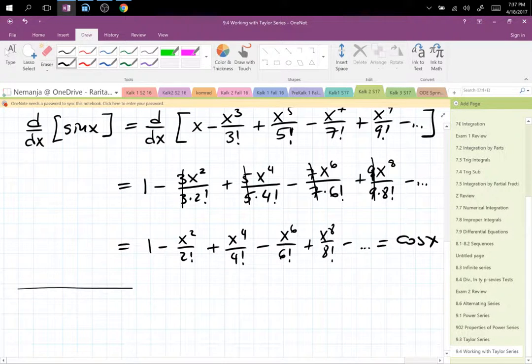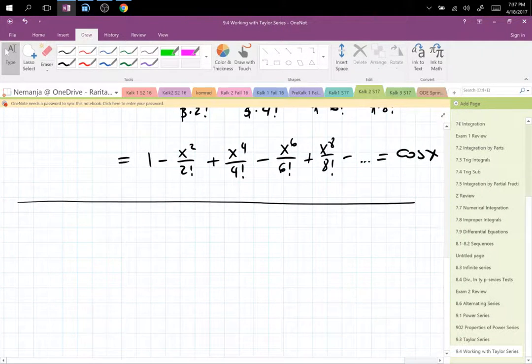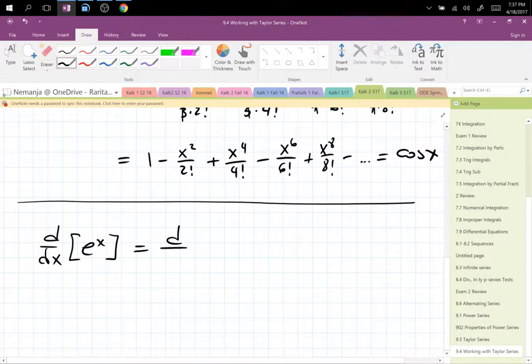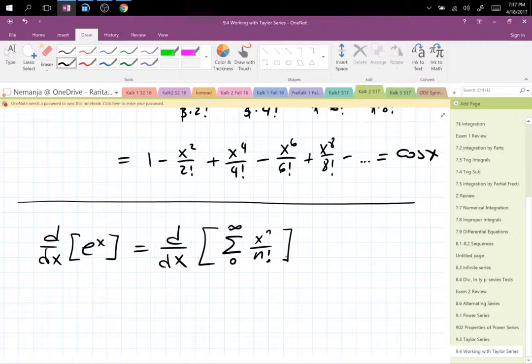But now I'm interested in something else. I'm interested in taking the derivative of e to the x by actually taking the derivative of the summation that starts at 0 and goes to infinity of x to the n over n factorial. How does this work? How does this go back to e to the x once I take the derivative? So let's take a look.